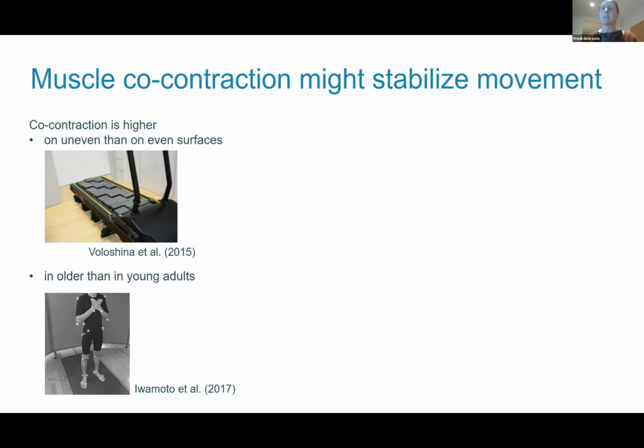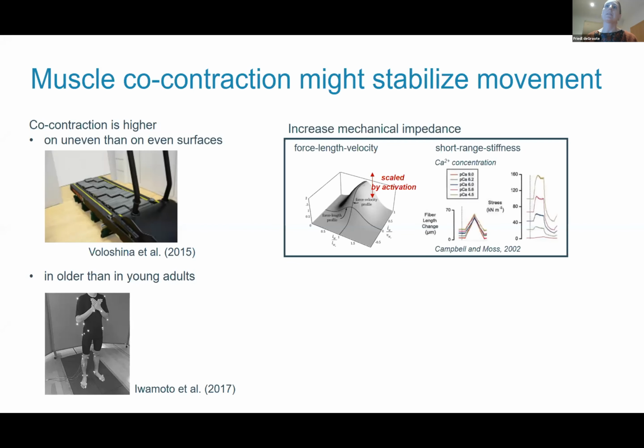Co-contraction might stabilize movement by increasing the mechanical impedance of the joint. Muscle stiffness and damping is activation dependent through the muscle's force-length and force-velocity properties. In addition, short range stiffness provides a strong resistance to initial stretch that scales with baseline activity.